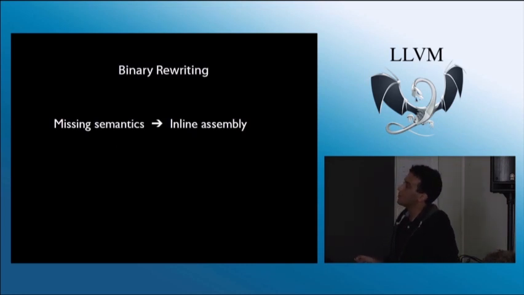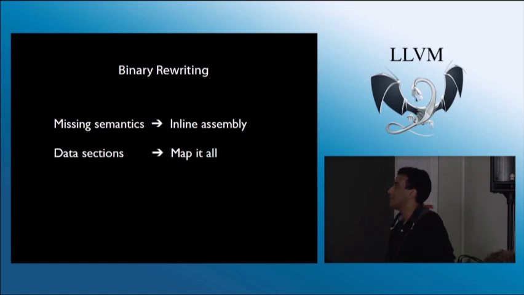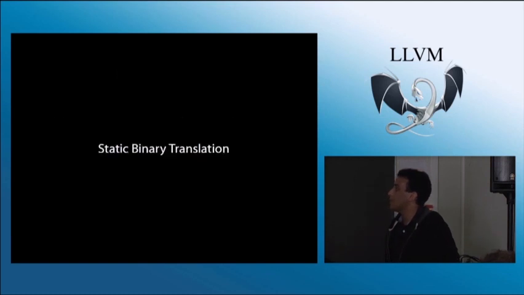So the first problem is missing semantics. Missing semantics is things like we can't really express at the IR level. For instance, things like the read timestamp counter x86 instruction. As I said, inline assembly works fine here. There's also the data section with things like alignment, padding, things like that. So we can just map the whole section itself in the output IR.